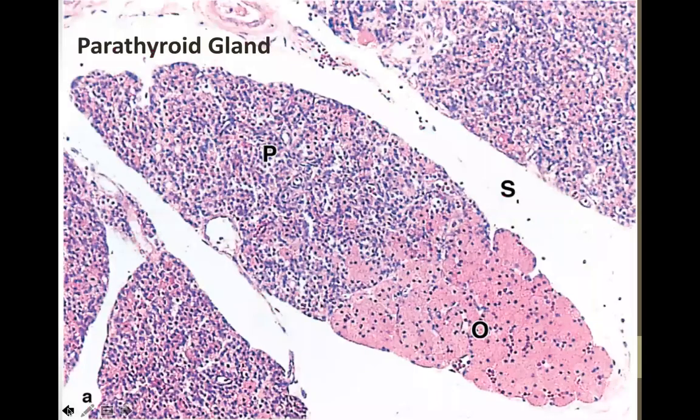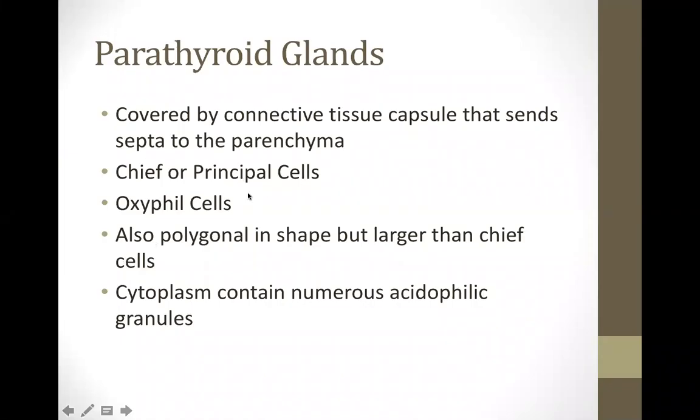Okay, the chief cells or the principal cells would secrete what hormone? Because we are talking about the endocrine system here. They secrete your parathyroid hormone or your parathormone. What is the function of the parathyroid hormone? It increases your calcium in the blood. So it is the opposite of calcitonin. Calcitonin decreases, while your parathyroid hormone or parathormone increases your calcium in the blood.